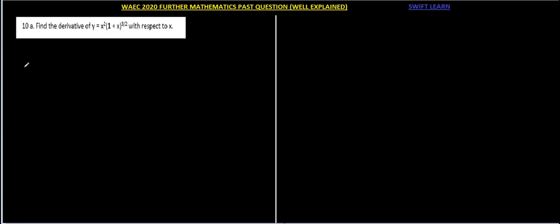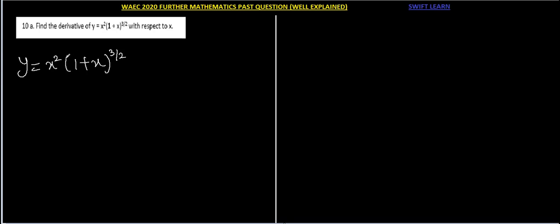So we have y equals x squared times (1 plus x) raised to power 3 over 2. We have to find the derivative. This is a differentiation question.